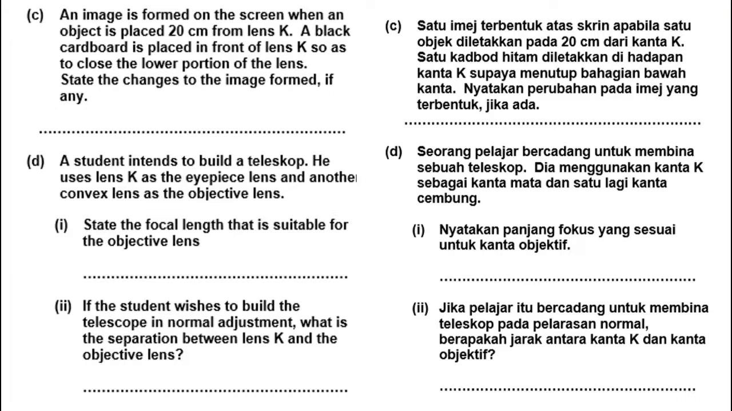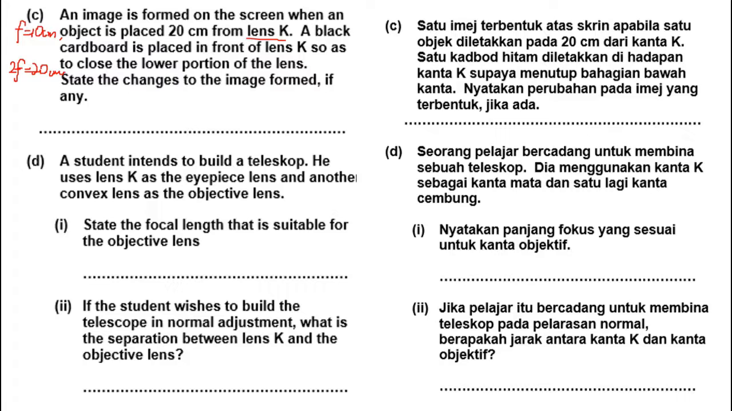Look at question C now. An image is formed on the screen when an object is placed 20 centimeter from lens K. 20 centimeter means it's at the position 2F, because lens K has a focal length of 10 centimeter. So 2F will be 20 centimeter.